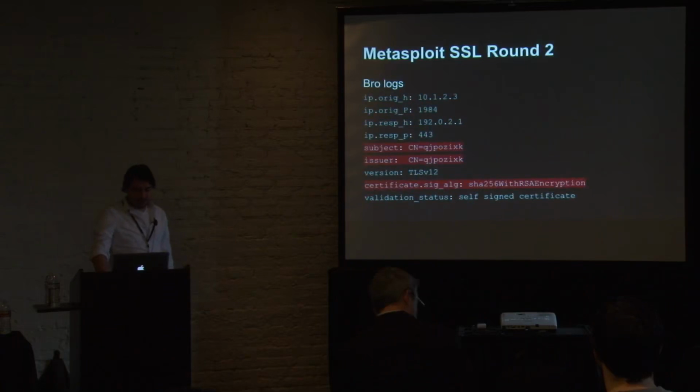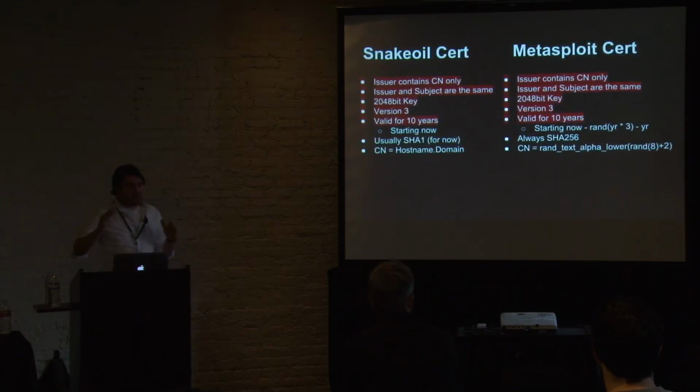So here's what it looks like in Bro, and it's very, very simple in comparison to what it used to look like. But again, he was trying to emulate the snake oil cert, and if you don't know what the snake oil cert is, it's just when you have Ubuntu and you ask Ubuntu to make an SSL cert for you, it generates one based on your host name and stuff like that. And so that's what he was trying to emulate.